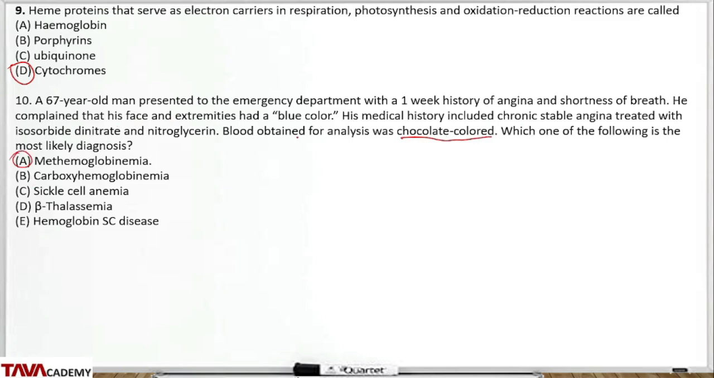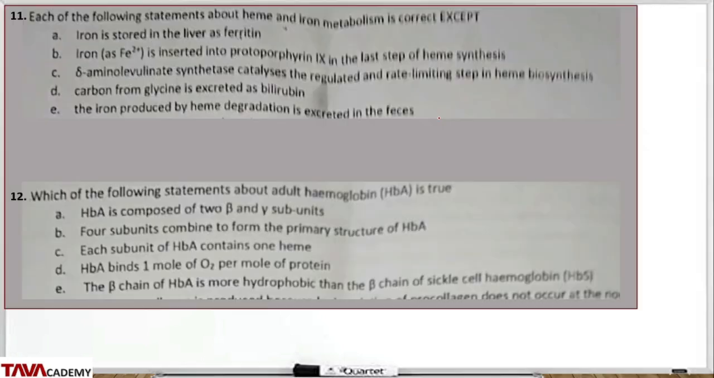Methemoglobinemia. So in methemoglobinemia, the Fe2 plus of the hemoglobin was actually giving an electron to some free radicals here, and it became Fe3 plus. So this Fe3 plus does not have good affinity for oxygen like Fe2 plus does. So this is the concept of methemoglobinemia.